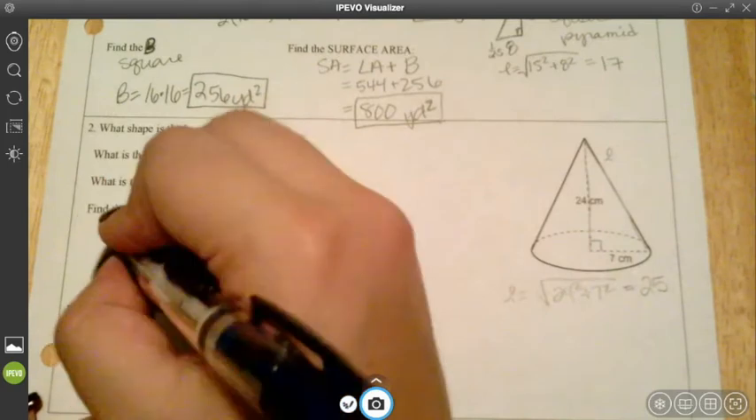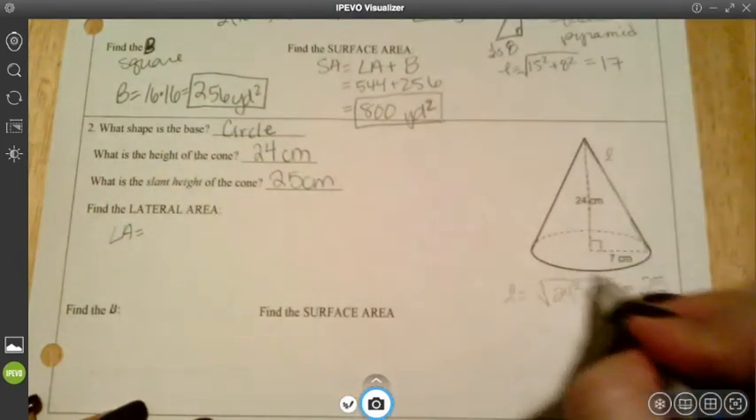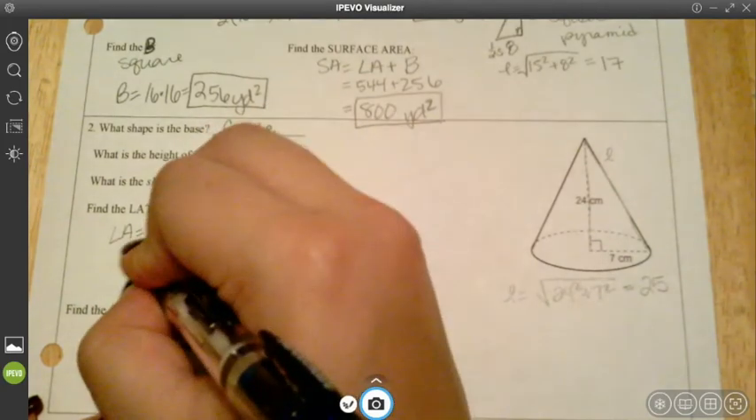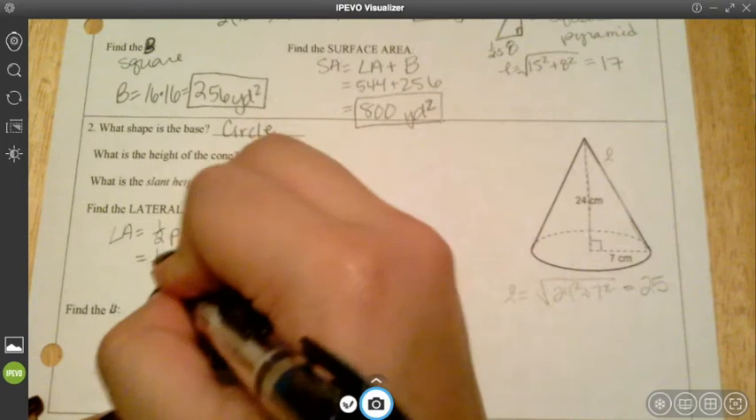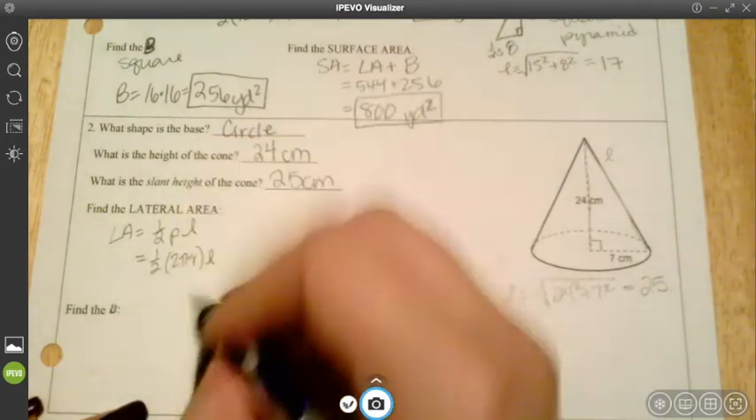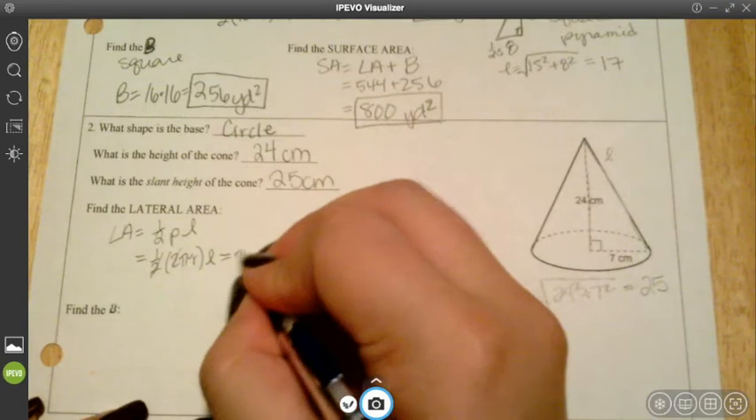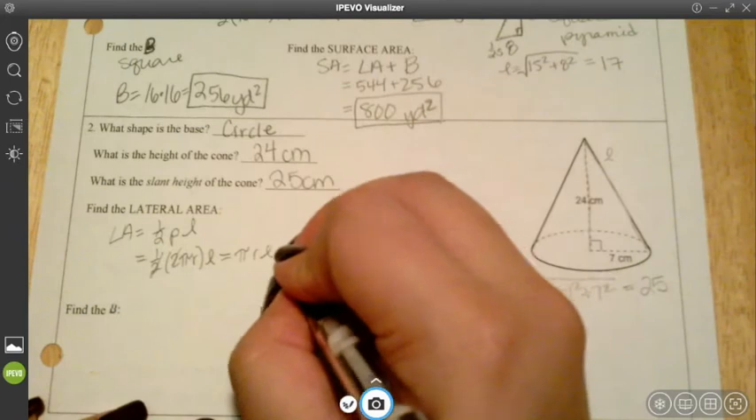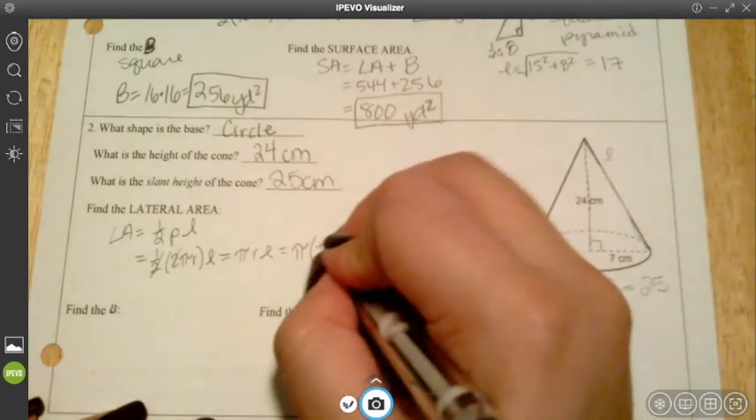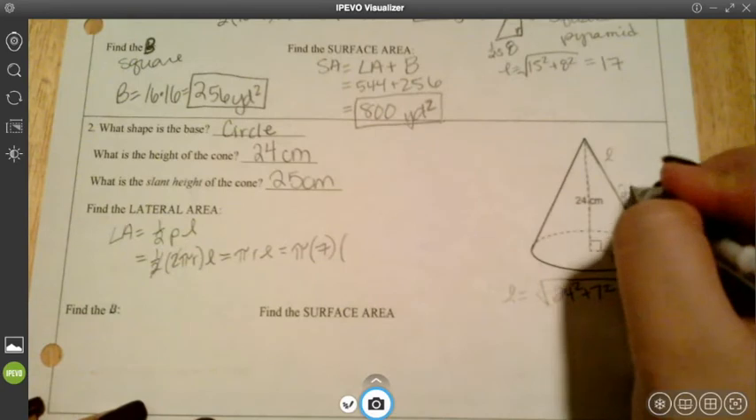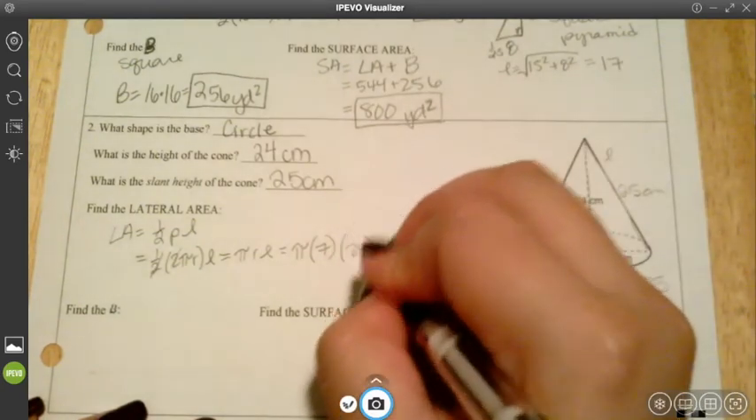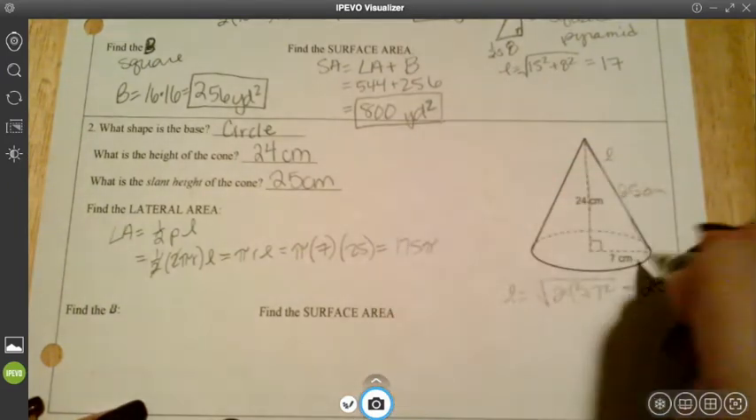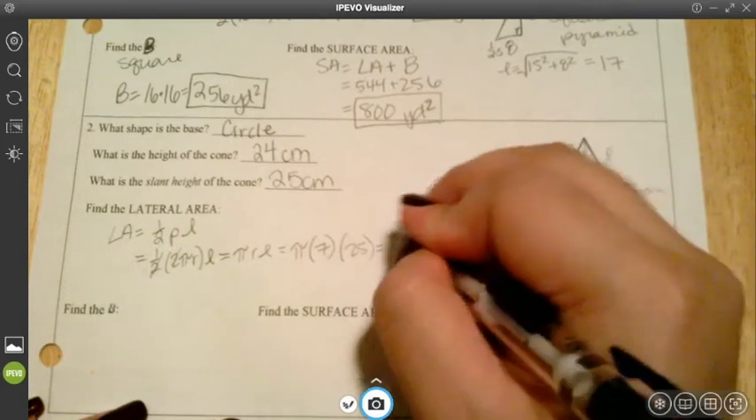In order to find the lateral area, this is a circle, so we're going to use 1/2 perimeter times slant height, where the perimeter is 2 pi r. 1/2 and 2 cancel out, that's pi r l. That's our simplified lateral area for a cone. Our radius is 7. Our slant height is 25. 7 times 25 is 175 pi square centimeters. Don't forget your pi.